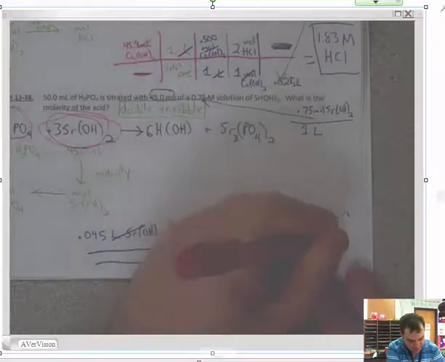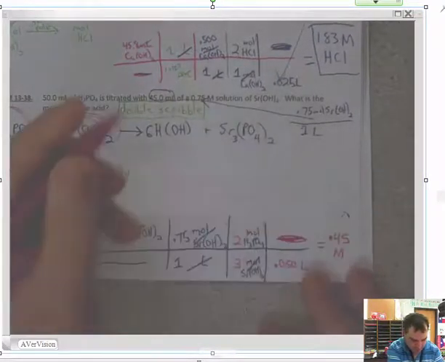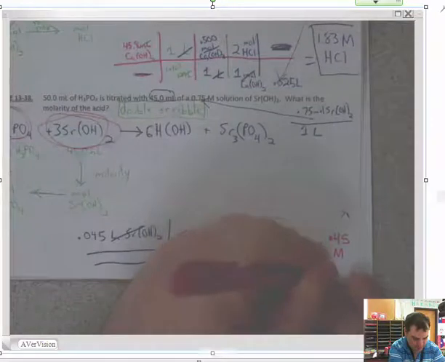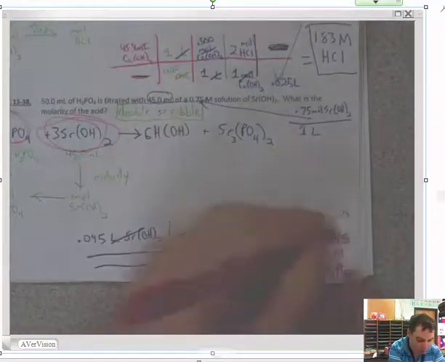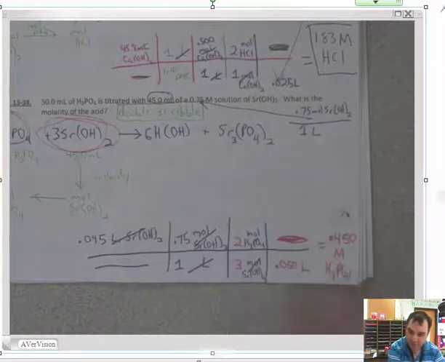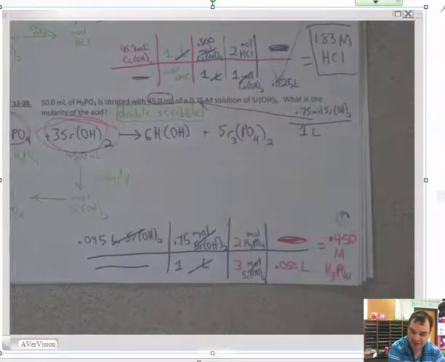I got 0.45 molar H3PO4. Technically, it would be 0.450 molar for sig figs.